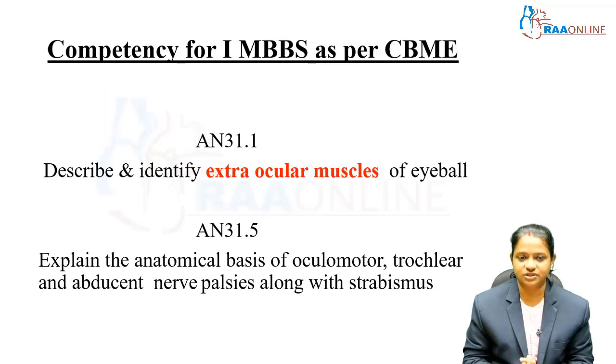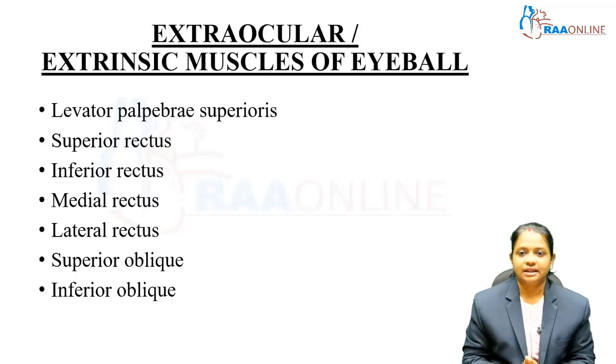So the undergraduate should be competent in describing and identifying the extraocular muscles of the eyeball, which are responsible for the movements of the eyeball, and the anatomical basis of the nerve palsies which are associated with these muscles. The extraocular muscles are also called the extrinsic muscles of the eyeball. They are voluntary skeletal muscles.